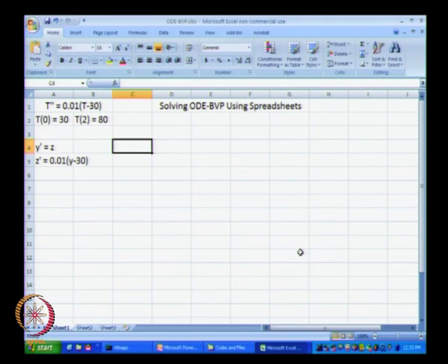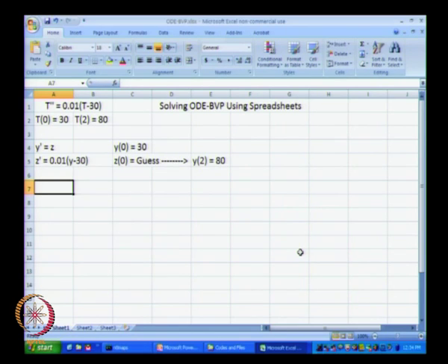We require two initial conditions. The first initial condition is given by one of the boundary conditions, and that is y0 equal to 30. The second initial condition we will use is z0 equal to a guess. These guesses will be made such that finally we are interested in satisfying the boundary value y2 equal to 80. So we will make these guesses such that we end up shooting accurately at y2 equal to 80. So this is our entire problem statement.